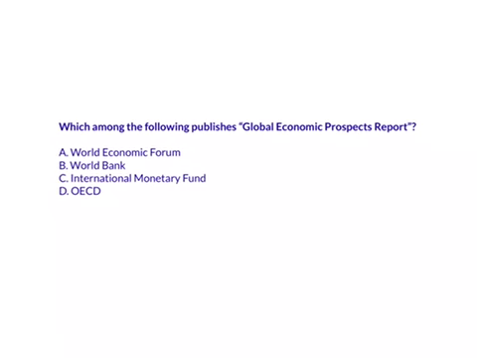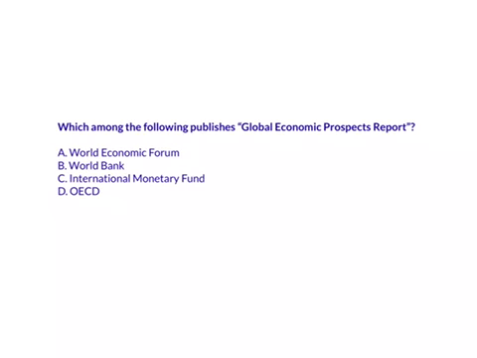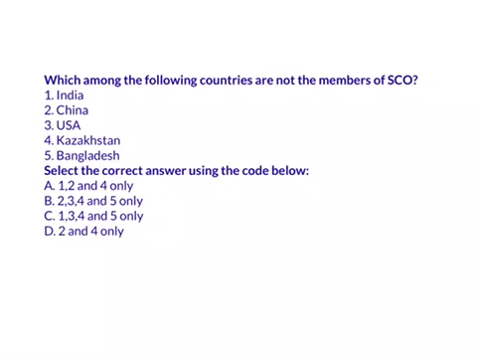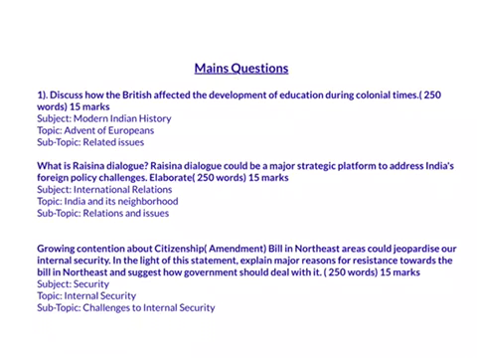Now let's see our today's prelims questions. The first one is, which among the following publishes this Global Economic Prospects Report? And the next question is, which among the following countries are not the members of the Shanghai Cooperation Organization? And these are our today's mains questions, for which you can write answers on our www.civelsprep.com website.